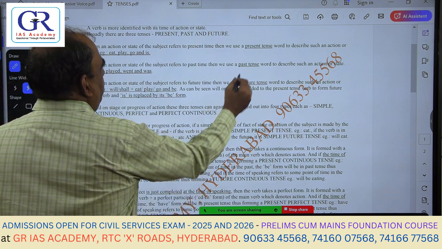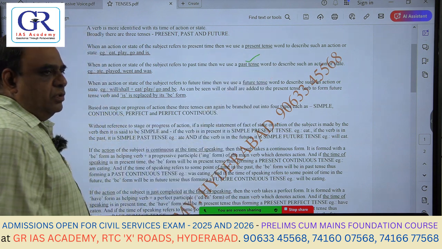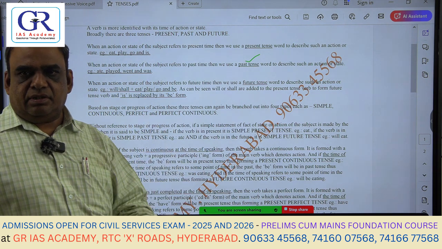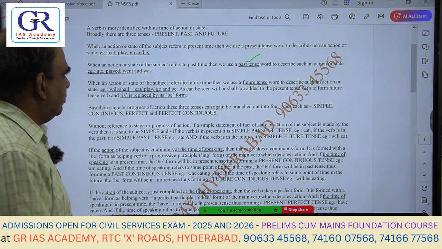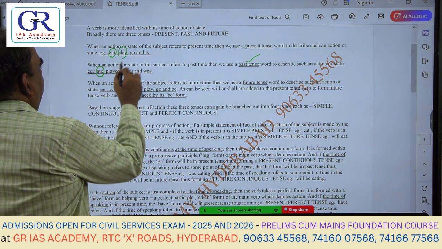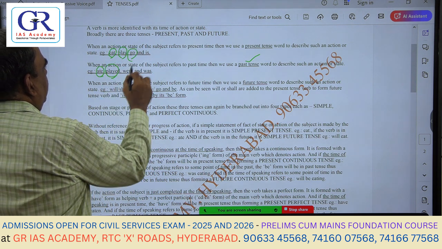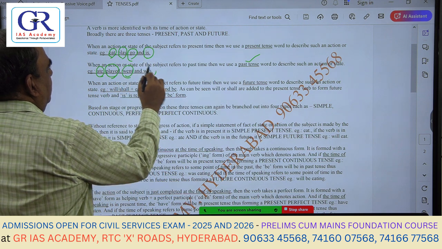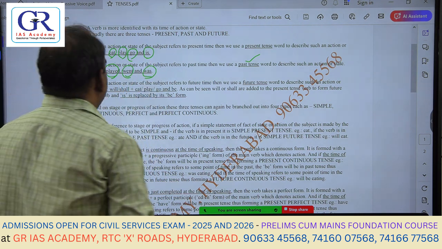Now I am coming to past tense. This whole class was completed yesterday. I am repeating it, so I am just rushing it off. Past tense: in place of eat, it will become ate. Play will become played. Go will become went. Is will become was.